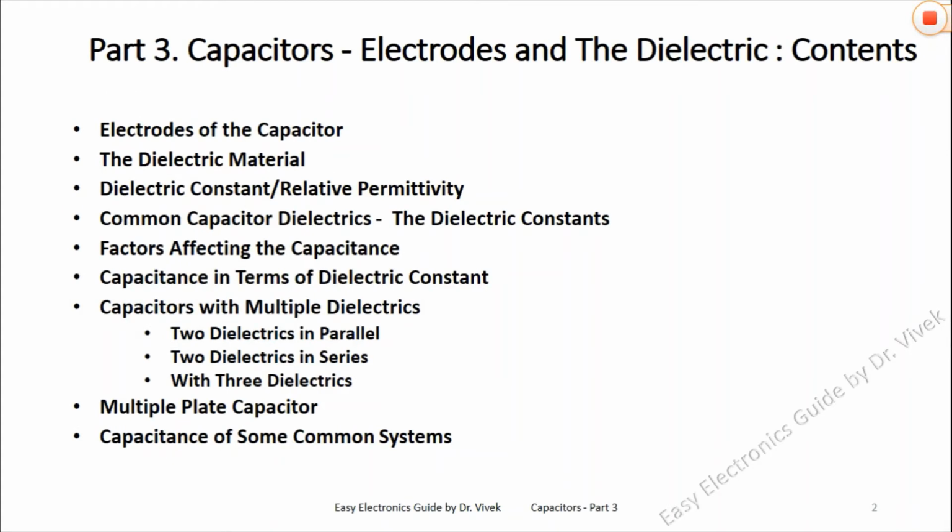The topics for discussion in part 3 are electrodes of the capacitor, the dielectric material, dielectric constant, common capacitor dielectrics, factors affecting the capacitance, capacitance in terms of the dielectric constant, capacitors with multiple dielectrics, multiple plate capacitor, and capacitance of some common systems.